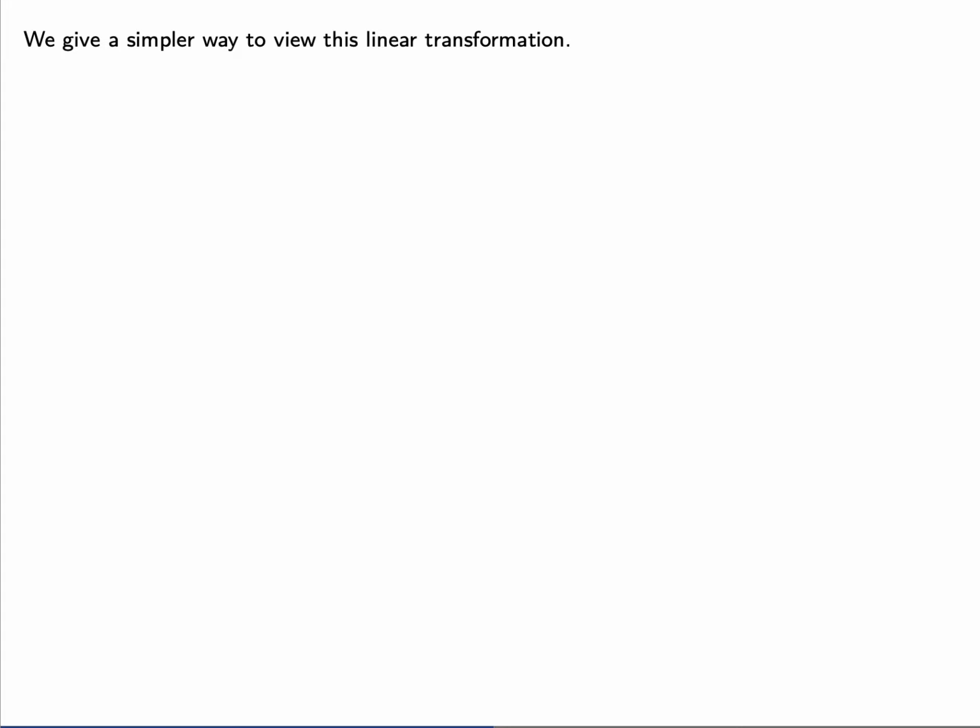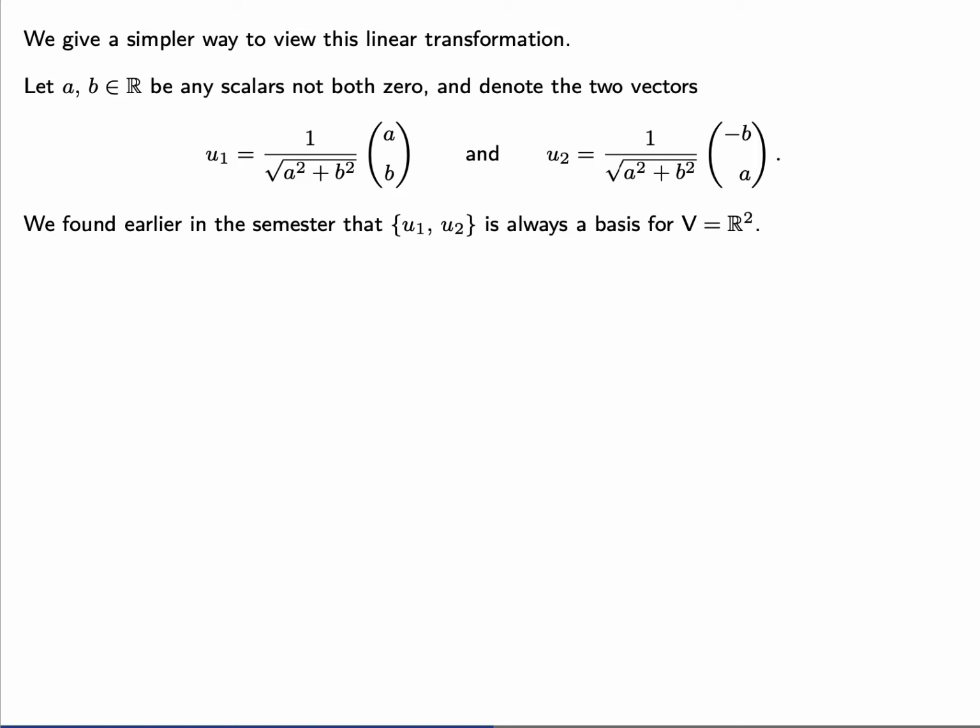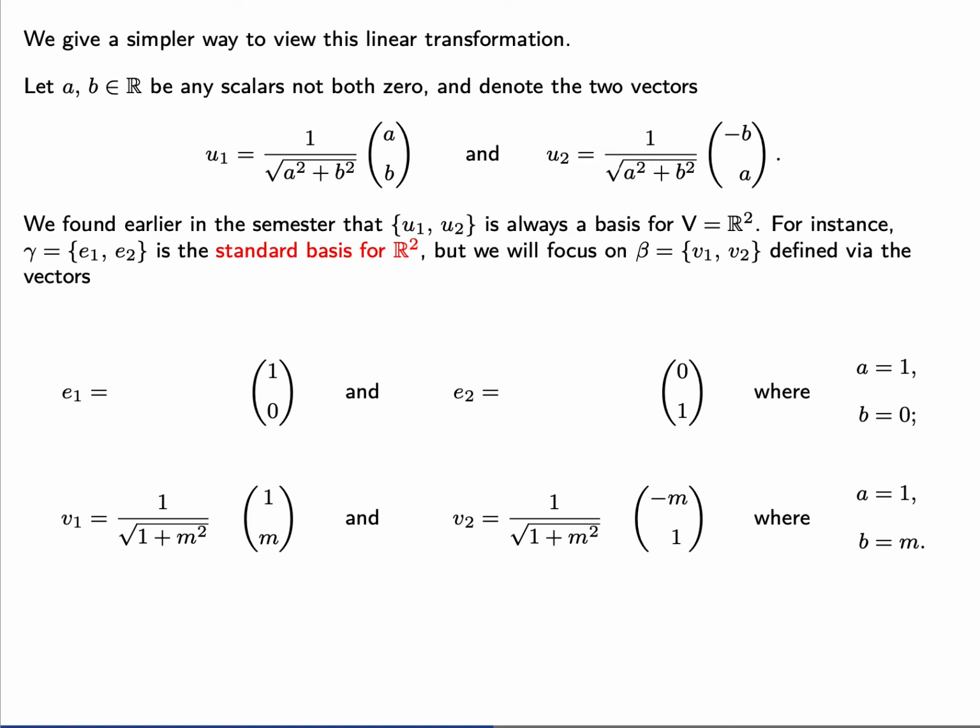Let's give a slightly simpler way to view this transformation. Recall the following. Let's say that A and B are two real numbers, not both 0, and we'll denote the two vectors u sub 1 and u sub 2 that you see on your screen. We found earlier in the semester that this set of vectors forms a basis for R2.